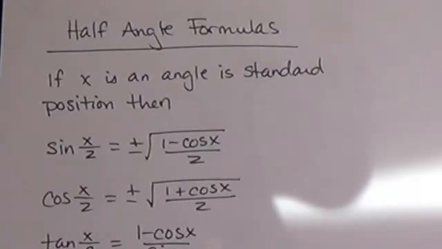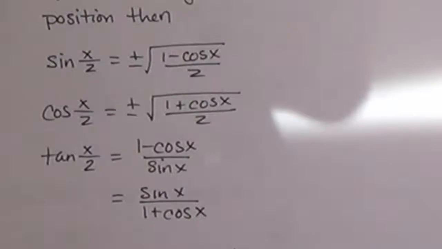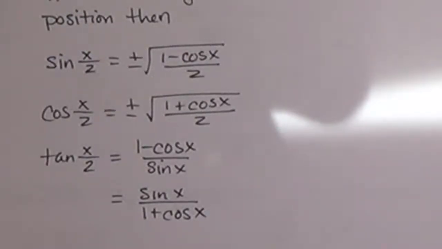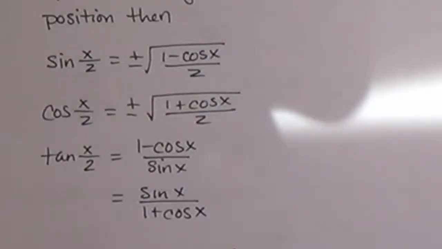The second set of formulas we're going to look at are half angle formulas. Here, if x is an angle in standard position, then sine of x over 2 is going to be plus or minus the square root of (1 minus cosine of x) over 2. Cosine of x over 2 is plus or minus the square root of (1 plus cosine of x) over 2. And tangent of x over 2 can either be (1 minus cosine of x) over sine x, or sine of x over (1 plus cosine of x).